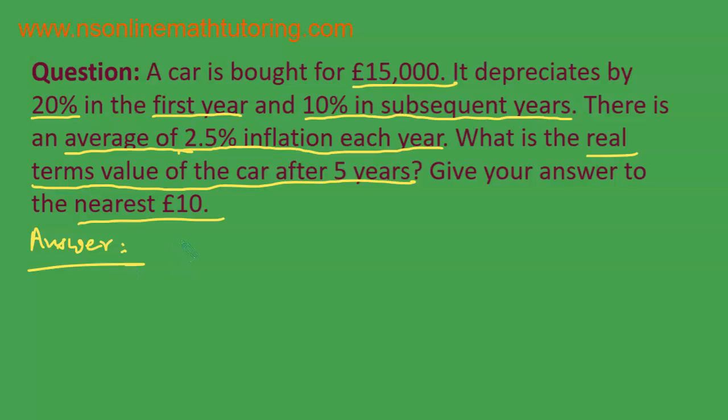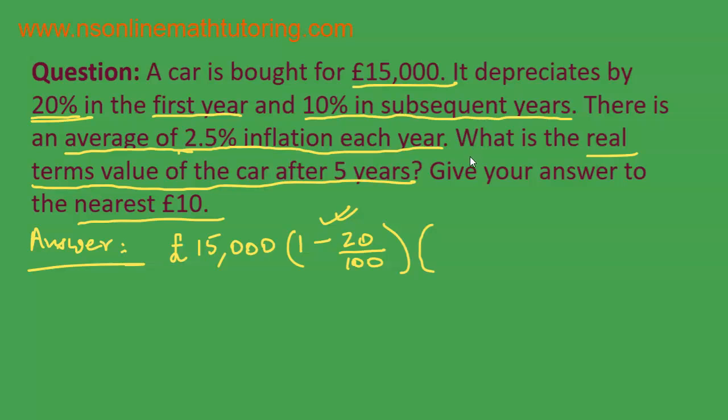So the present value of the car is £15,000. And after 1 year, its value becomes 15,000 times 1 minus 20 over 100, because the depreciation rate is 20% in the first year. And in case you are not able to follow why the multiplier is 1 minus 20 over 100, I would definitely ask you to watch my video on depreciation. Over there, it is explained in detail why the multiplier is of this form. So this is for the first year.